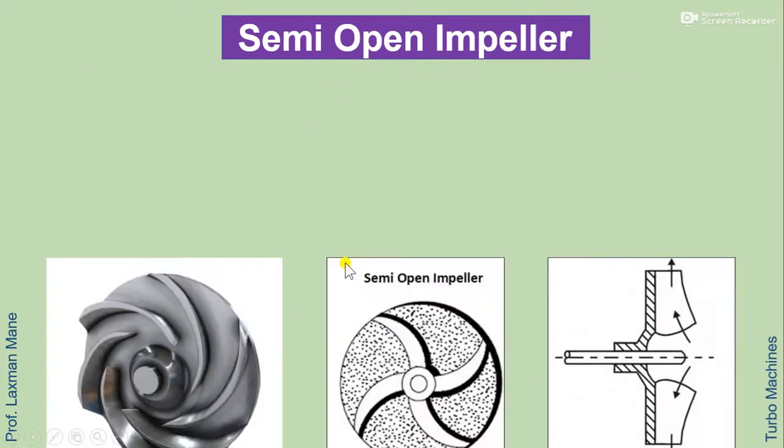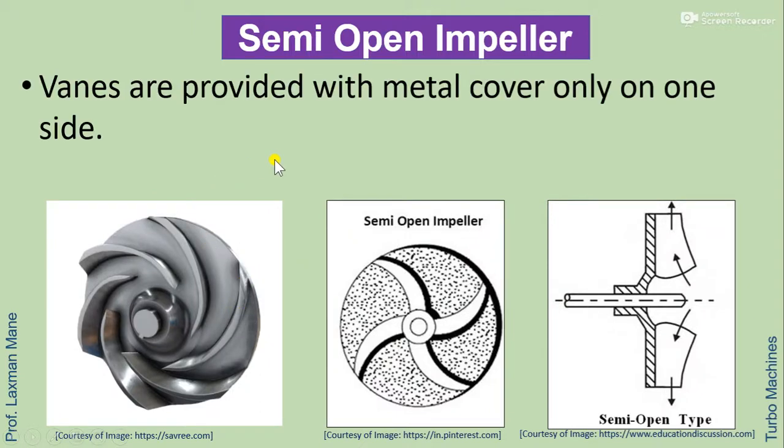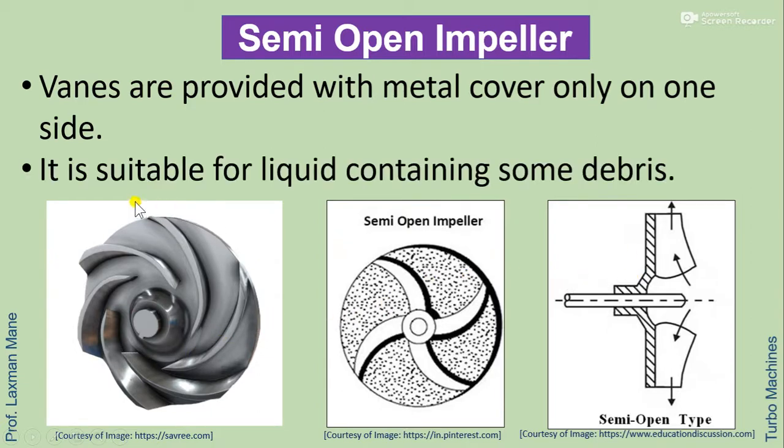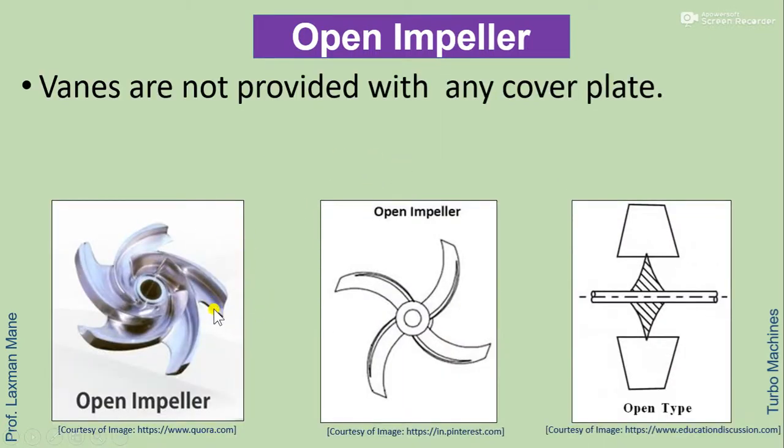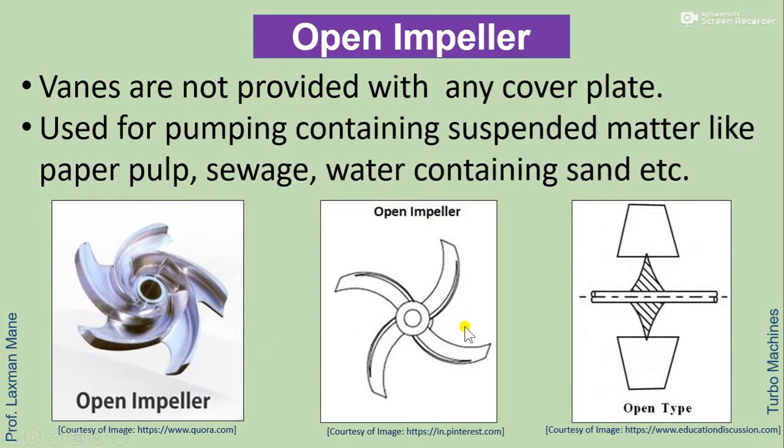Semi-open impeller. In this kind of impeller, vanes are provided with metal cover on only one side. It is suitable for liquid containing some debris. Open impeller. In this case, vanes are not provided with any cover plate. These kind of impeller are used for pumping liquids containing suspended matter like paper pulp, sewage, water containing sand, etc.